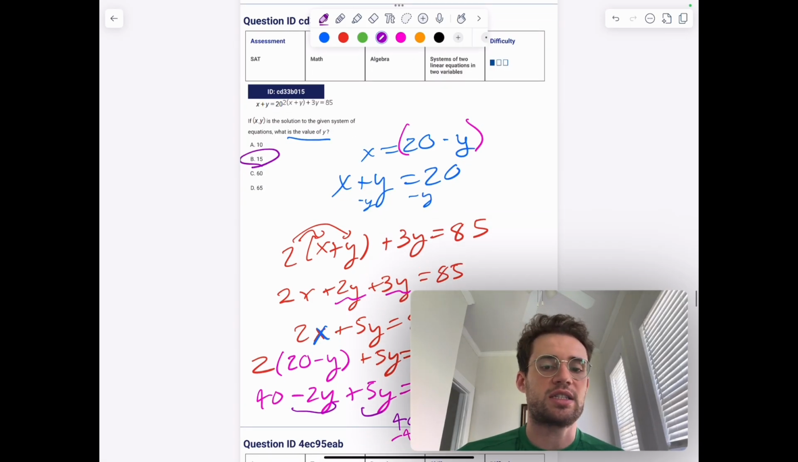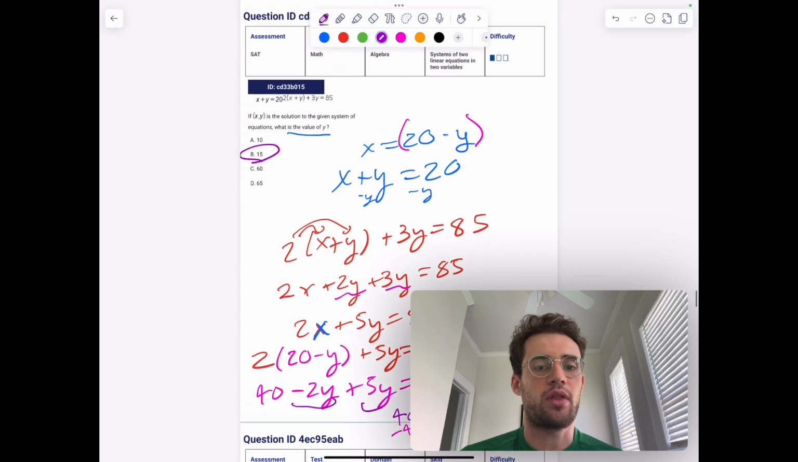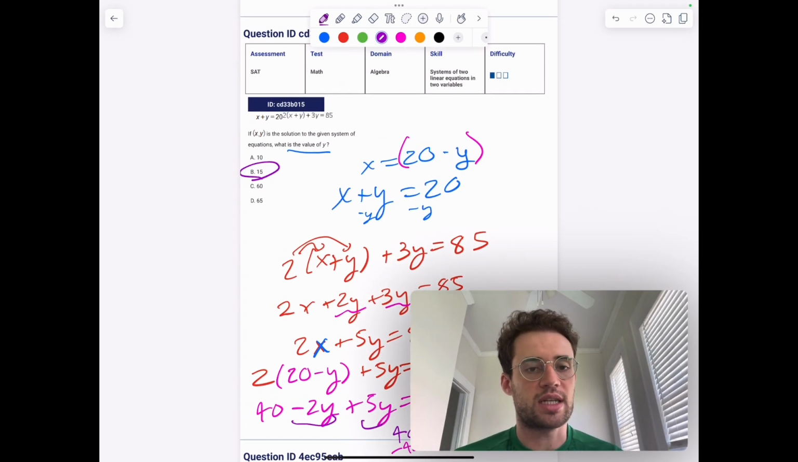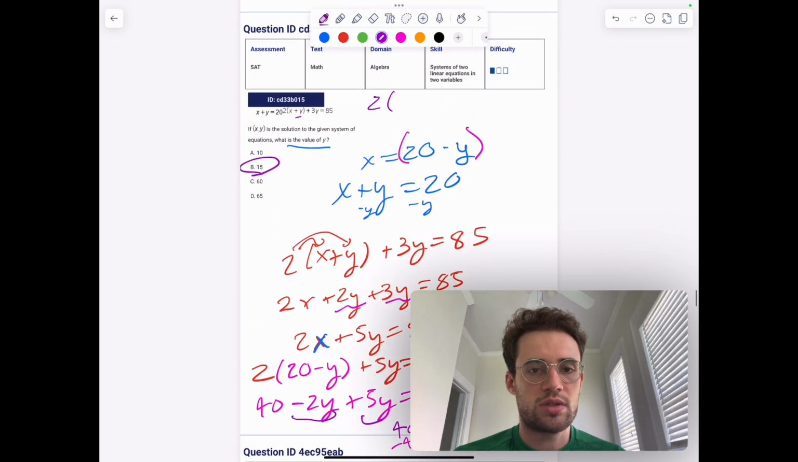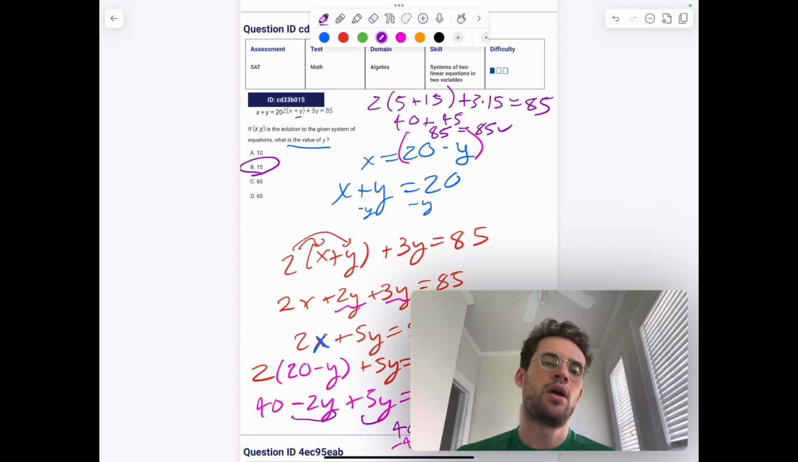If you wanted to find x, you would just plug it back in here, this original equation, x plus 15 equals 20, so x equals 5. And then to check it, you could plug both of those back into the second equation, see if it works. So 2 times 5 plus 15 plus 3 times 15 equals 85. We'd get 5 plus 15 is 20, 2 times 20 is 40. 40 plus 3 times 15 would be 45. 40 plus 45 is in fact 85. So 85 equals 85, that checks out.